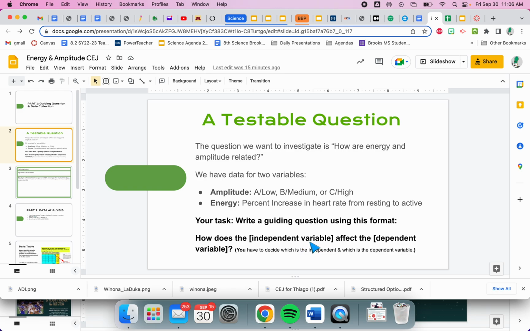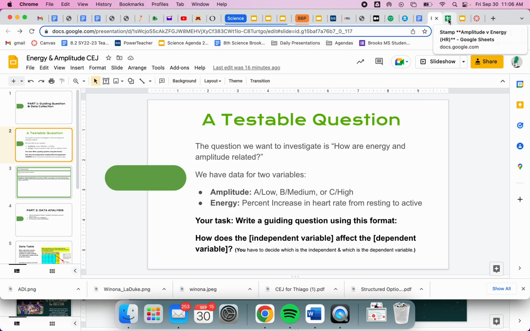How does the independent variable affect the dependent variable? You have to decide which is the independent and which is the dependent variable. So is it how does the amplitude affect the energy or percent increase in heart rate? Or do we say how does the percent increase in heart rate affect the amplitude? So which one of these things did we measure? What did we take data on? Where did we record the data? And that would be your dependent variable. And then the other is your independent.